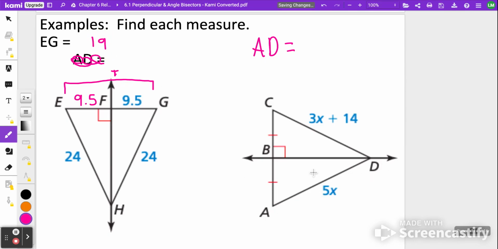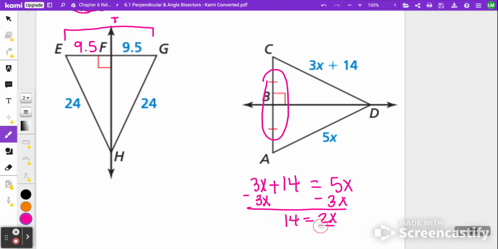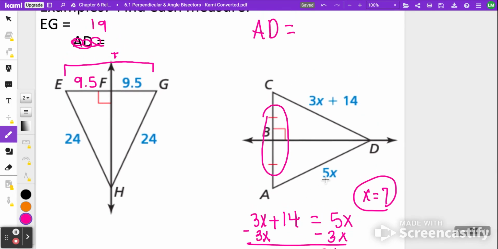AD is here. AD is equal to 3x plus 14, and I know that because of my indication of the perpendicular bisector. So what I would do is I would just set up an equation, 3x plus 14 is equal to 5x. I'm going to get my variables on the same side. So I have 14 is equal to 2x, dividing both sides by 2, x is equal to 7. The only thing is it doesn't just ask me to find whatever x is equal to, it tells me what is the distance of AD. So I'm going to go right here on AD and plug in my x. 5 times 7 does give me 35. So AD is equal to 35.